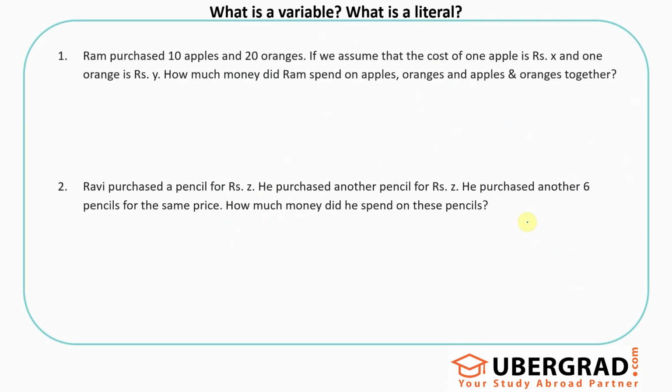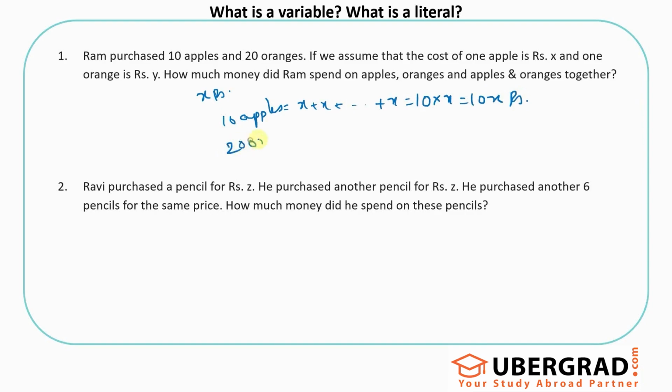So let's look at a very simple example. Ram purchased 10 apples and 20 oranges. If we assume the cost of one apple is x rupees and one orange is y rupees, how much money did Ram spend on apples and oranges together? So each apple is x rupees. 10 apples would have cost him how much? It is like x plus x and so on up to 10 times. That's simply written as 10 into x, 10x rupees.